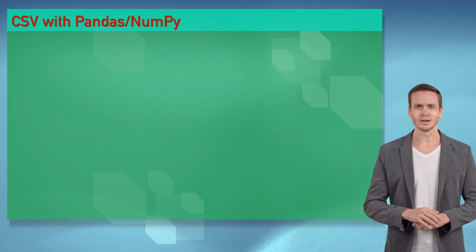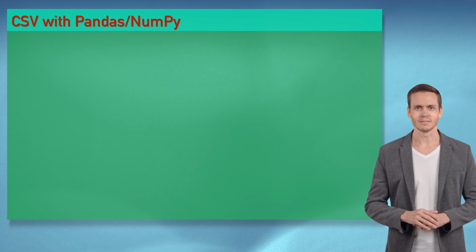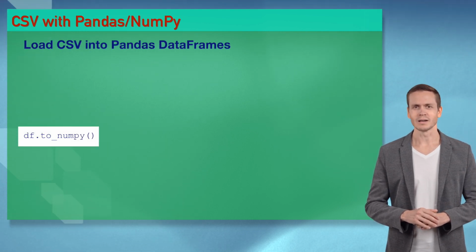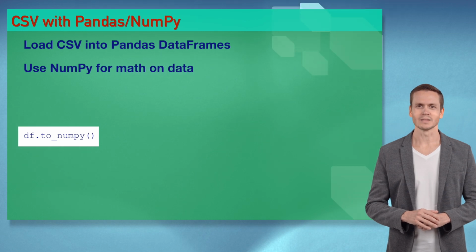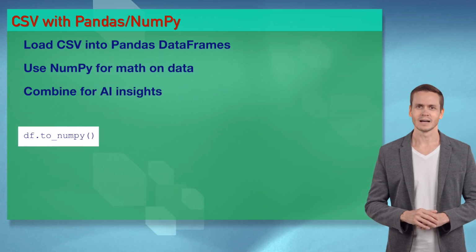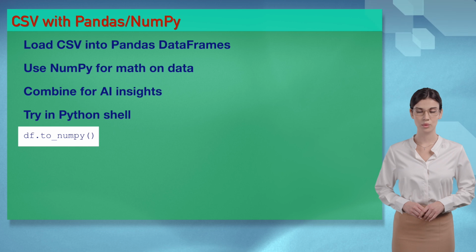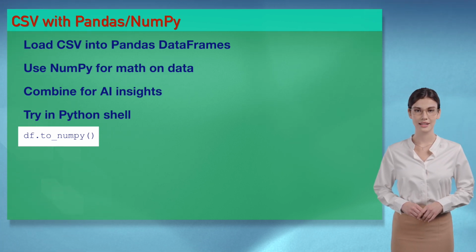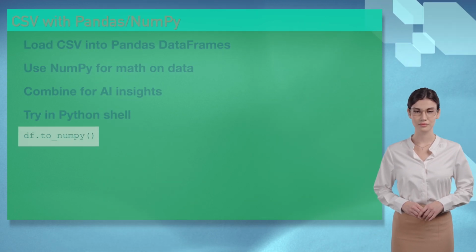Wizards, CSV with day 39's NumPy and day 40's Pandas is a triple threat, Sophia. Load CSV into Pandas, use NumPy for math, coding fireworks. Let's crank this combo. You're sparking joy, Ethan. Wizards, combine for AI data manipulation. Try it in our challenge. It's a data love triangle.